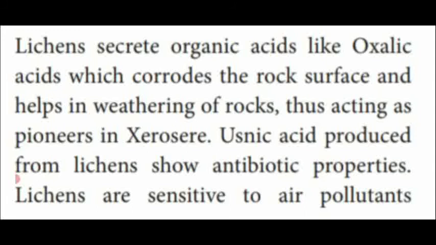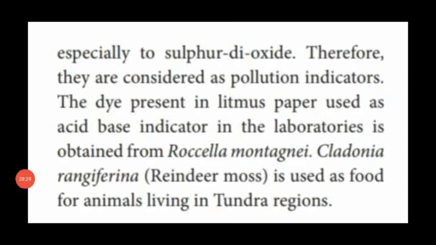Another acid is also produced, named usnic acid, which has antibiotic properties. Not only that, the lichens are very sensitive to polluted areas, air polluted areas. With the help of the lichens, we are able to identify the air pollution in a particular environment. Particularly the lichens identify the sulfur dioxide present in the air causing the pollution. So the lichens are named as pollution indicators.